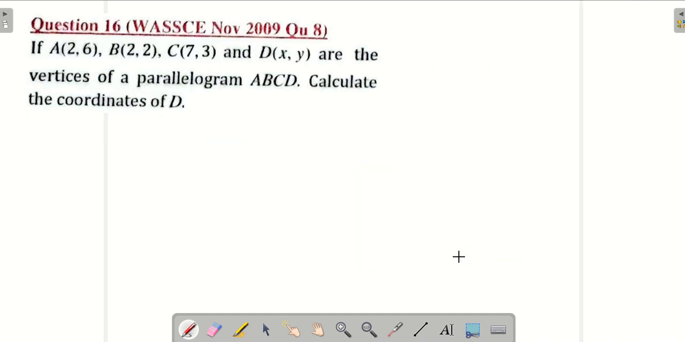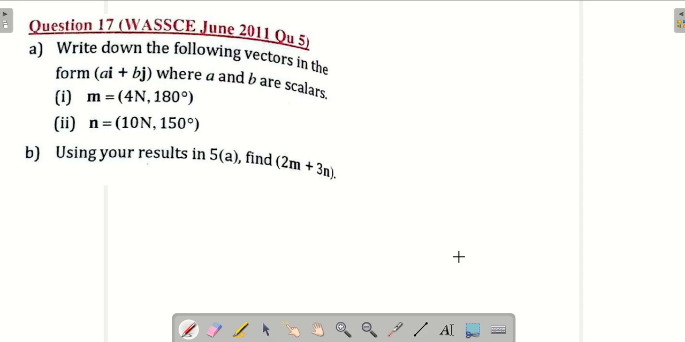We have solved a similar question like this. Is that right? So you can solve it. Write down the following vectors in the form AI plus BJ, where A and B are scalars. Here the vectors have been given in magnitude bearing form, and we are to express all in the Cartesian form. That's what the question is asking us to do. We did that yesterday, so I'm giving you 1 minute to do it.